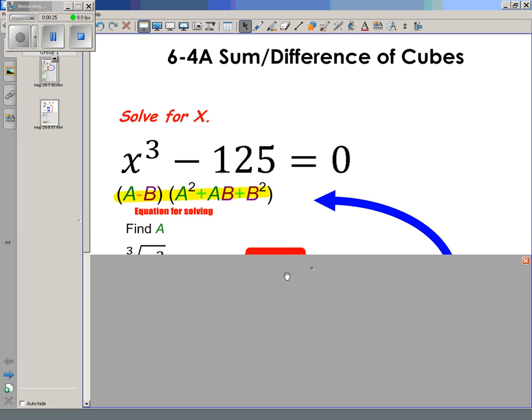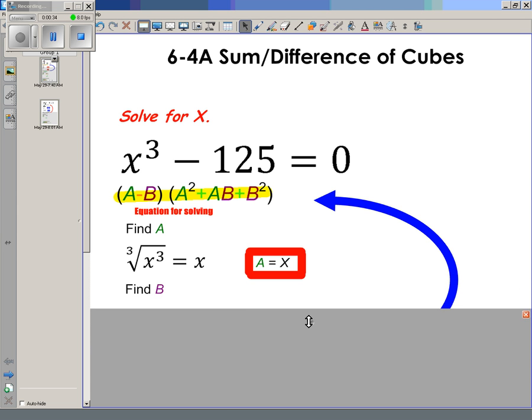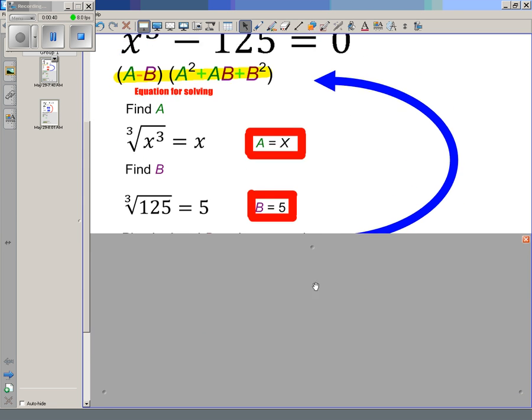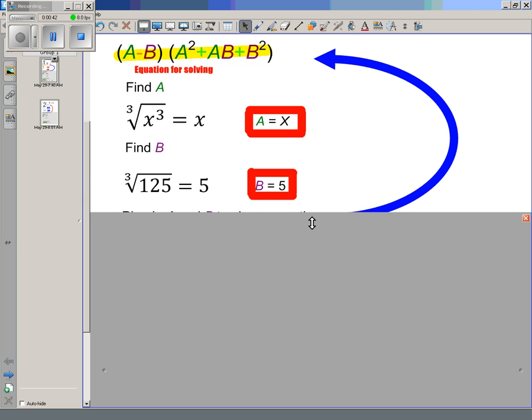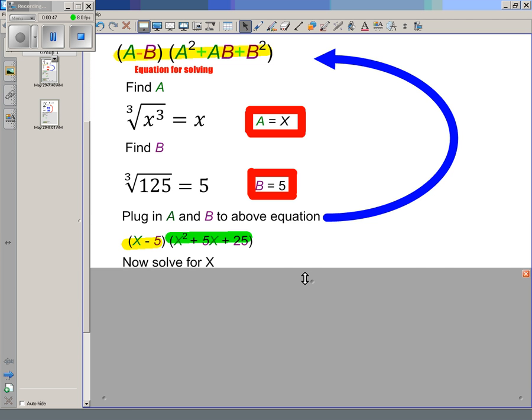So first off, we're going to find a. The cubed root of x cubed equals x, so a equals x. And then we're going to find b, which is the cubed root of 125 equals 5, so b equals 5. So then we have our two numbers that we need to plug in for our equation. So we plug them in: x minus 5, x squared plus 5x plus 25. This number is plugged into the equation above.